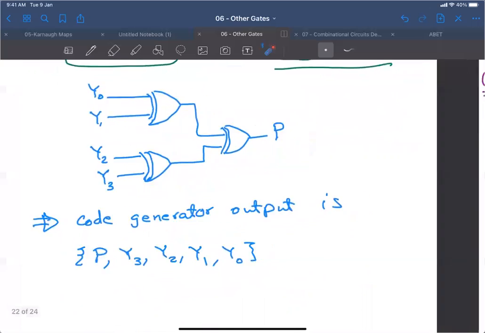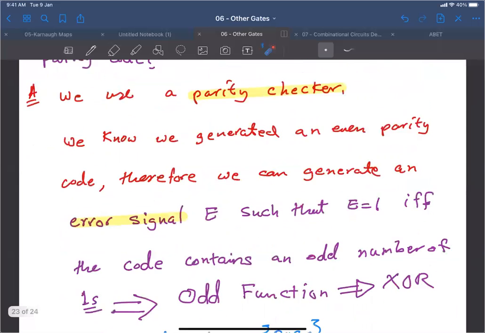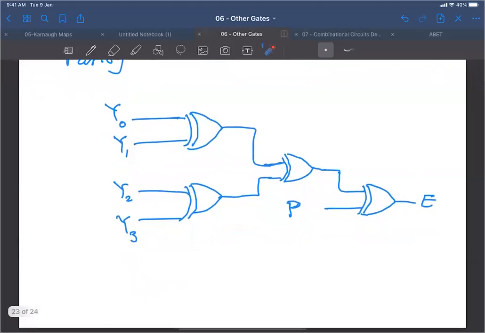Also, if you are implementing an odd parity checker, then all you have to do is add a bubble here. You see the power of this technique, the power of XOR and XNOR gates in parity generation. They're so flexible.